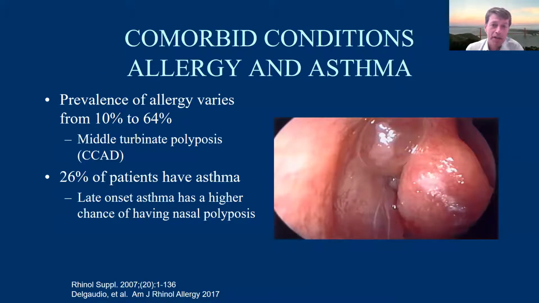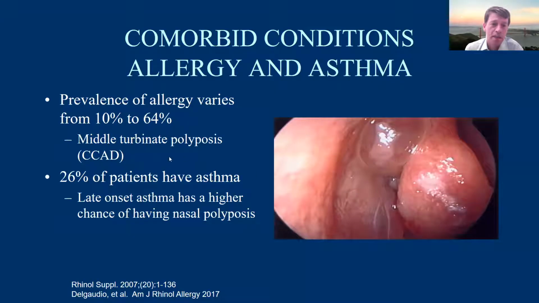There are many comorbid conditions that can occur in combination with nasal polyps. Two of the most common, I would say, are allergy and asthma. There is this entity that's been recently described by Dr. Delgaudio and his team at Emory, which they describe as central compartment atopic disease or allergic disease. And these are really polyps that are oftentimes coming off of the middle turbinate themselves. Tends to be more isolated disease and tends to be much more closely associated with allergy.